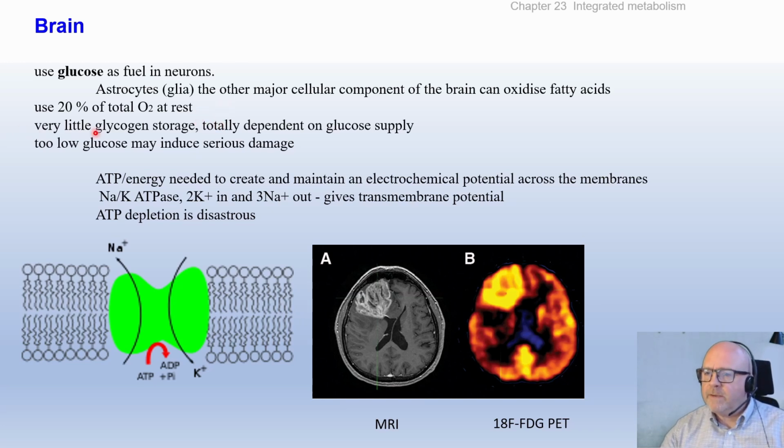So the brain has very little glycogen storage. So I think these astrocytes had some. So it's totally dependent on glucose supply, and too low glucose may induce serious damage. And the reason why we need so much energy in the brain is because it's composed completely of neurons, and neurons, in order to have a potential to signal, they need to have this transmembrane potential, right? And they do this via the use of ATP.